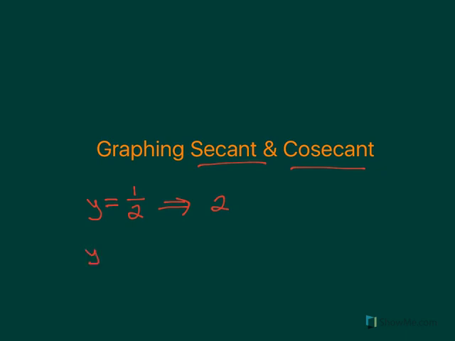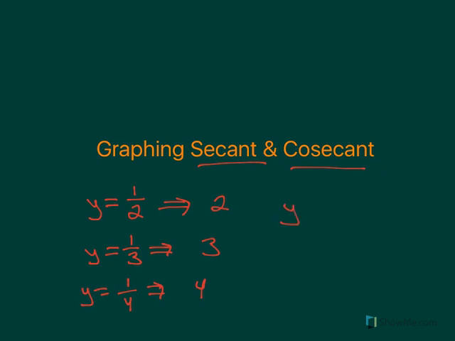If you had a third, and you reciprocate that, you're going to get 3. If you had a fourth, and you reciprocate that, you're going to get 4. So if you flip a fraction, the smaller the fraction is, the bigger the number is when you reciprocate it.